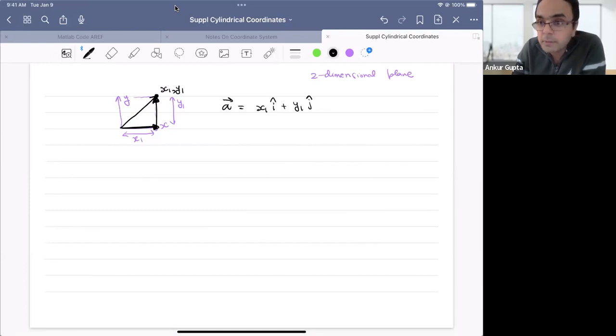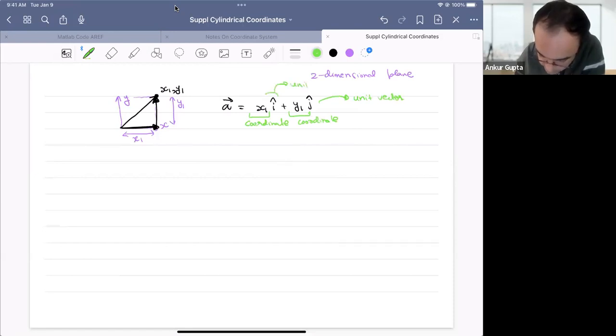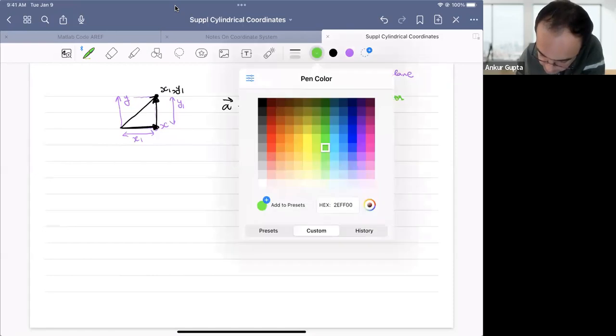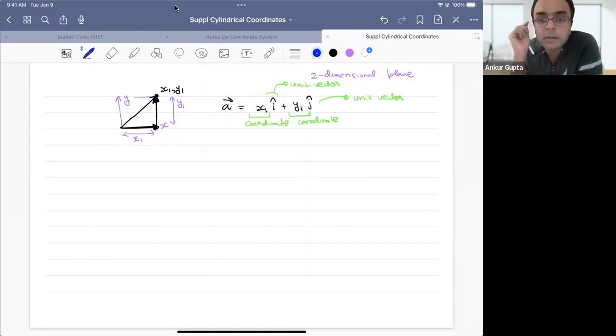Now, that is one methodology, in which we are using x1 with i hat and y1 with j hat. I want to clarify that x and y are coordinates, and i hat and j hat are unit vectors. So a unit vector and a coordinate are the two distinct components of this A vector. This is my choice of using x and y.